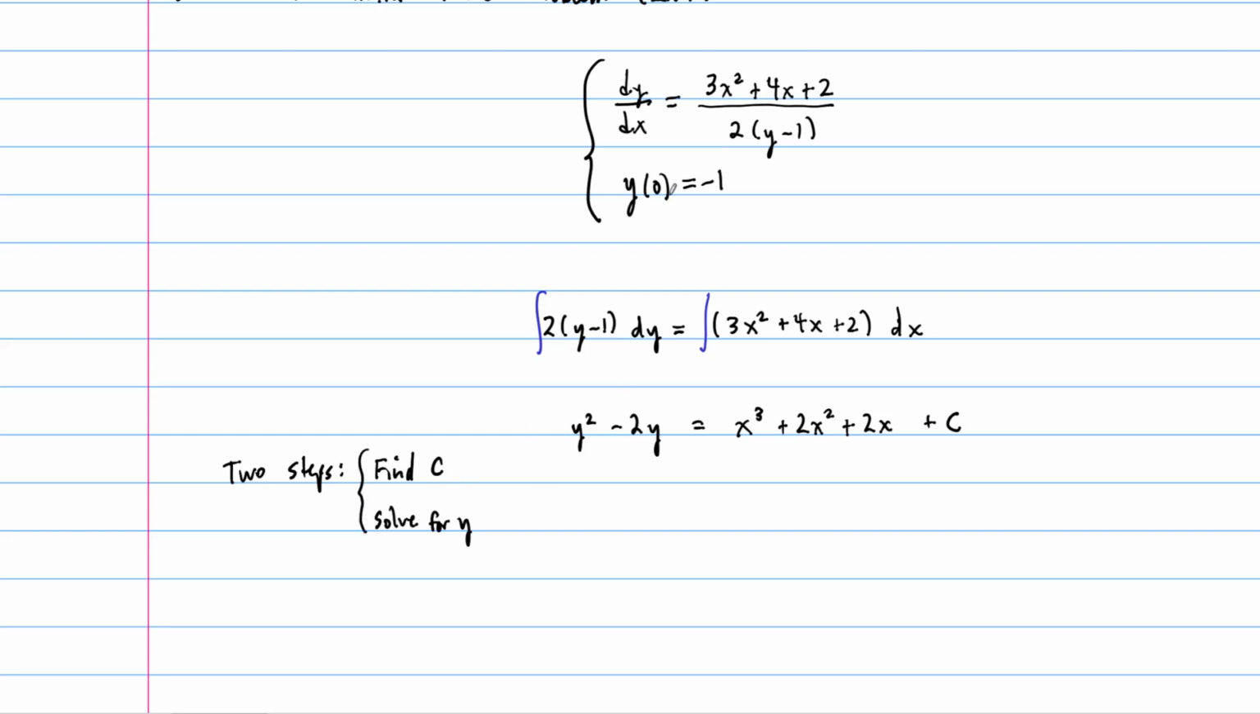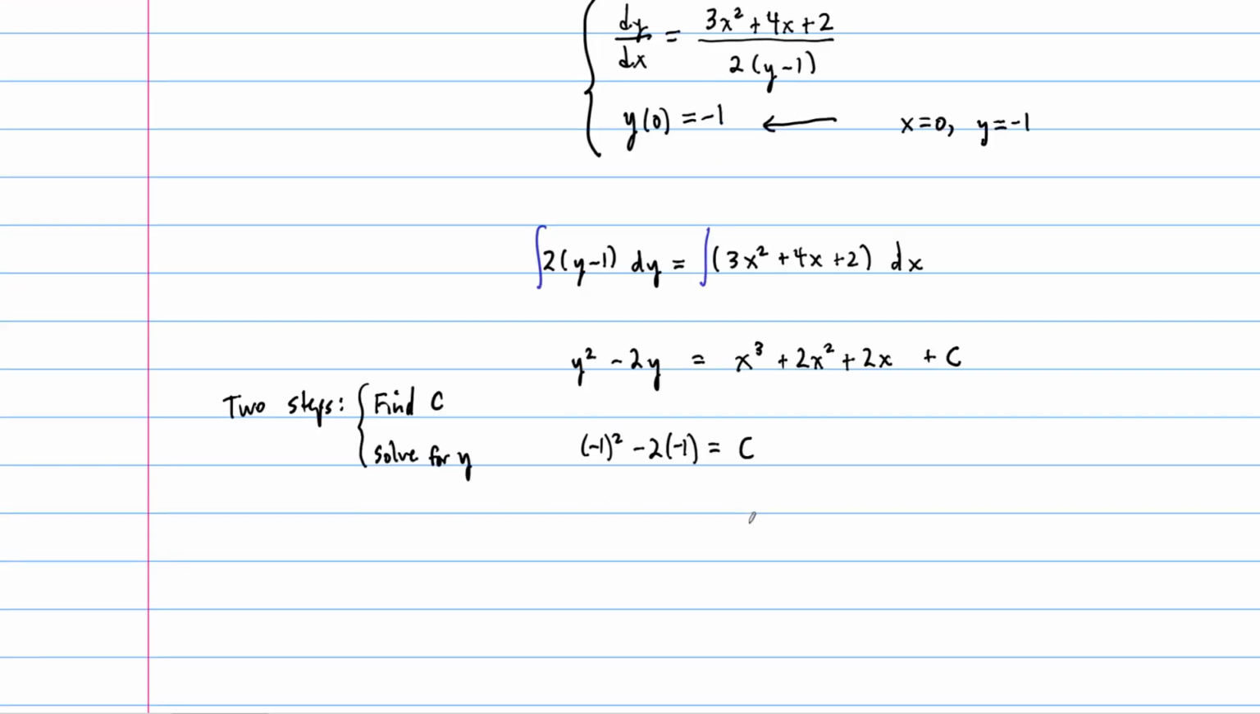y. And they can be done in either order, but I'm going to do it in the order that we wrote, because what we know from this initial condition is that when x is equal to 0, y is equal to -1. And so we can just plug this in, right? So on this side, we'll plug in our -1 squared minus 2 times -1. And on this side, we'll just plug in all of our zeros, right? 0, 0, 0. This is just c.